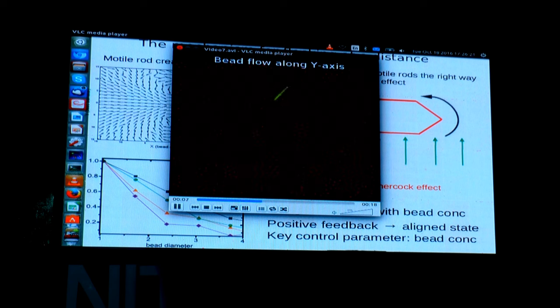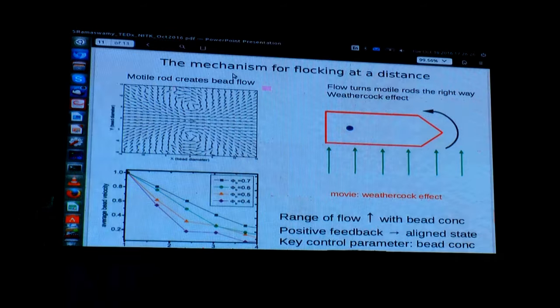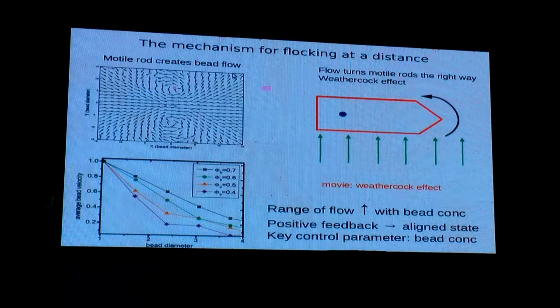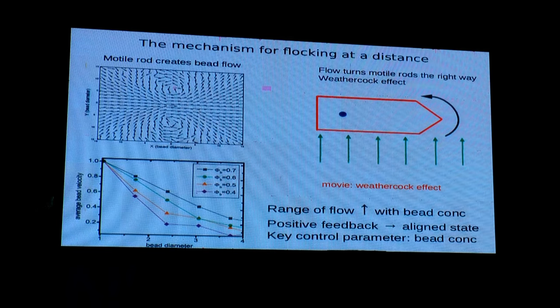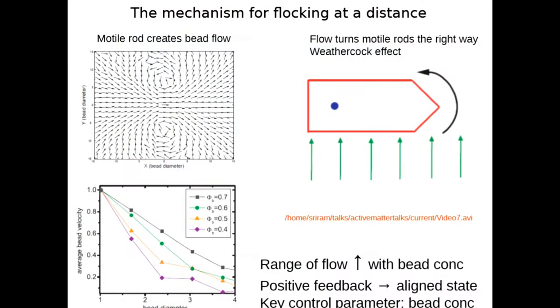So this two-part dance leads to positive feedback between rod making the beads flow and the beads aligning the rods. You can make this fancier, but I've taken out the equation because I was told to. Come up with a quantitative and predictive theory of at what density will this ordering transition spontaneously take place. So we're able to do that rather nicely.